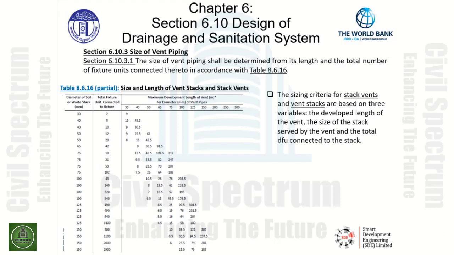So in the lower level of the third column, these are the values of the developed length in meters. The vent pipes are indicated horizontally across from 30 millimeters all the way to 300 millimeters.